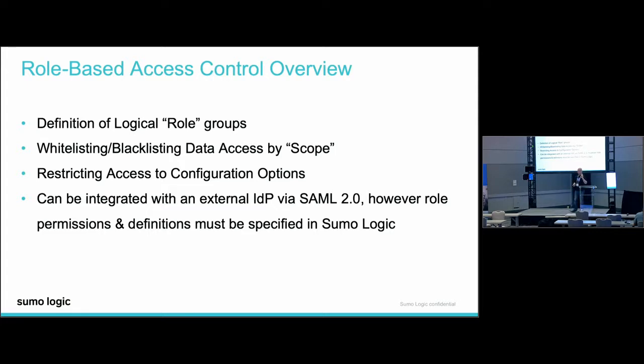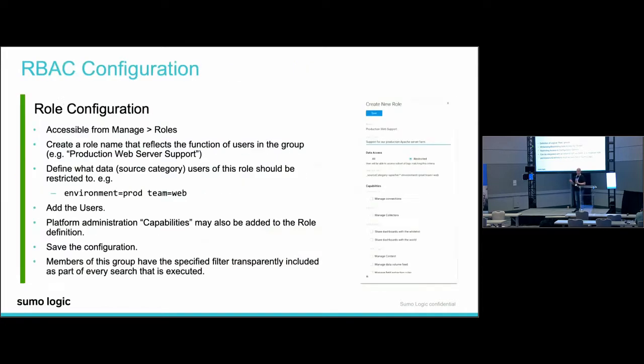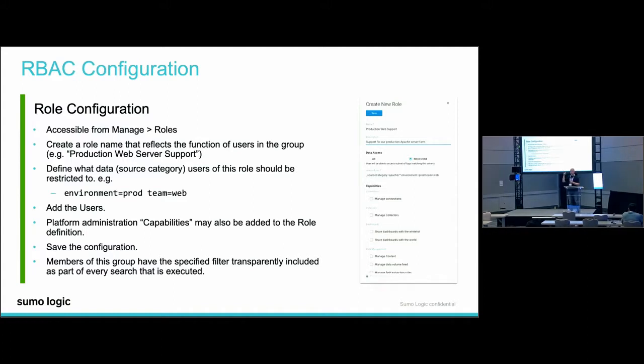But why is RBAC being mentioned here in data onboarding best practices? I'll tell you in a second, because this is how you do it. This is actually the new UI, how to configure role-based access control. This is where you can specify a name of a group, so for instance production web server support, and you can constrain what that group has access to via the metadata that you've previously applied. So environment equals prod, team equals web. And any filter that's included like that will be transparently included in any search that a member of that group runs. We'll touch on how this applies to data onboarding in just a moment.